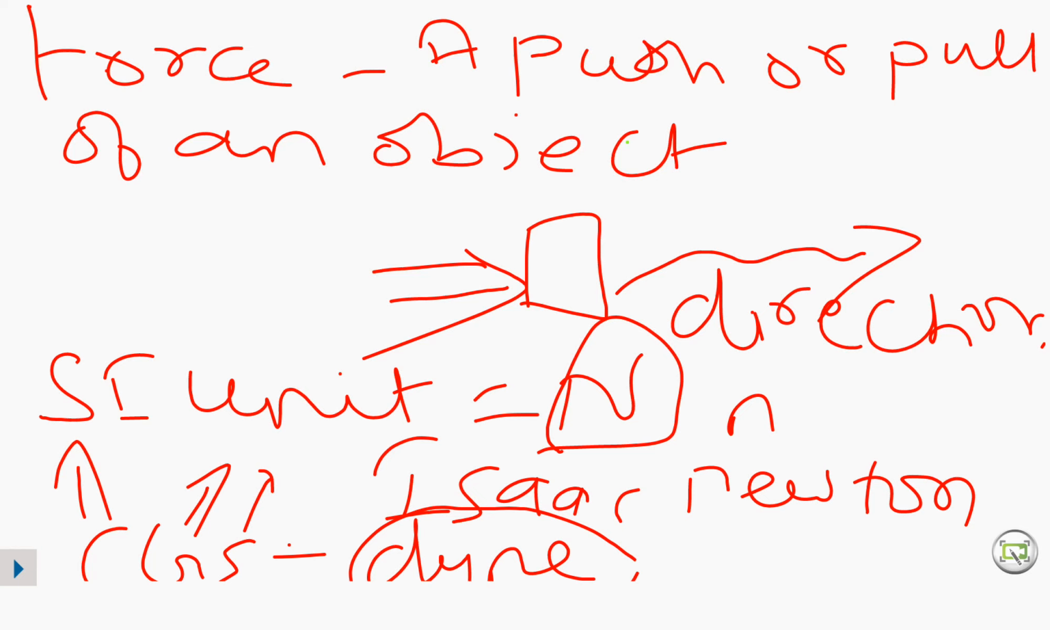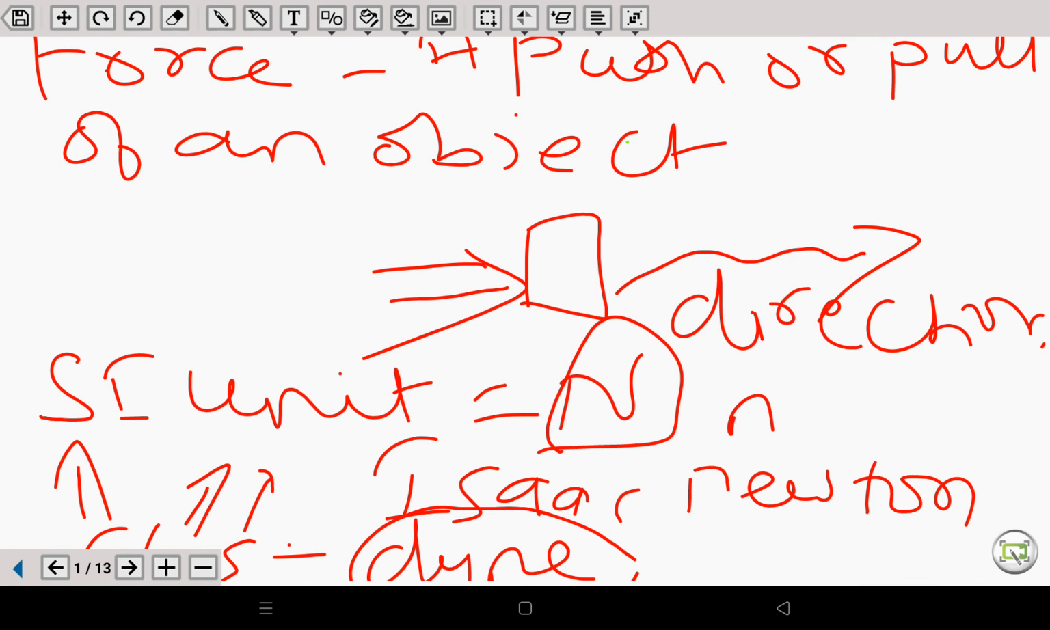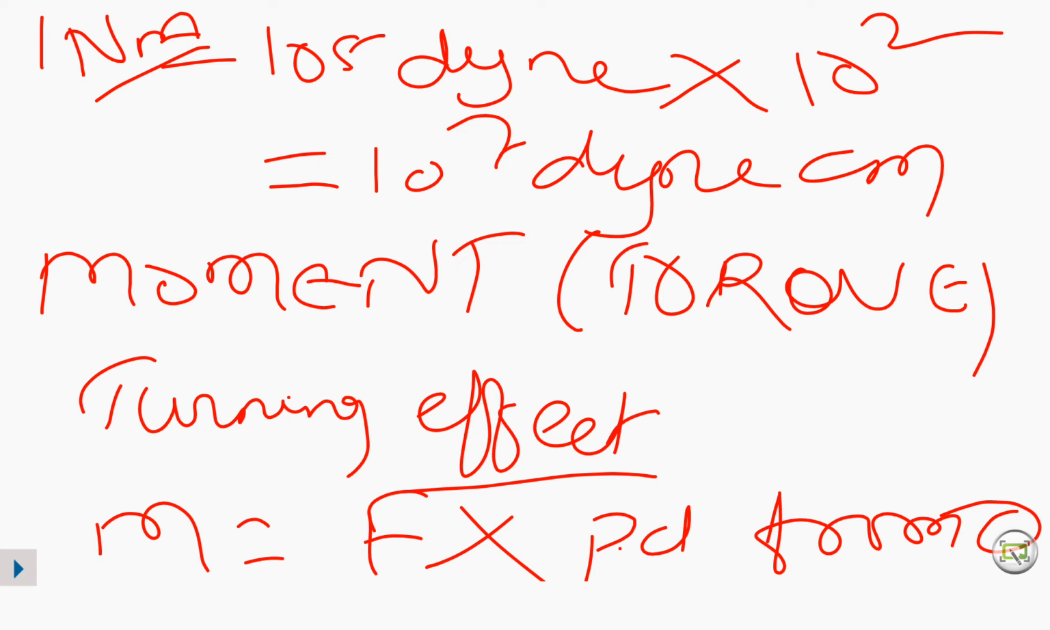What is the CGS unit of force? Dyne. 1 Newton is equal to 10 power 5 dyne. If you want to convert 1 Newton meter into centimeter in CGS units, you have to multiply by 100, because 1 meter is equal to 100 centimeter. So it is 10 power 7 dyne centimeter.